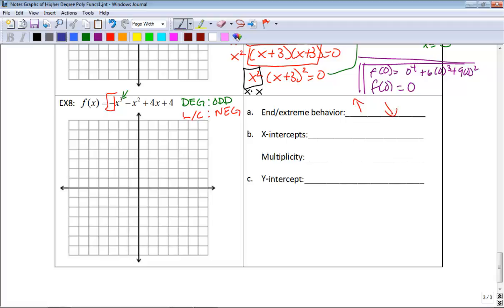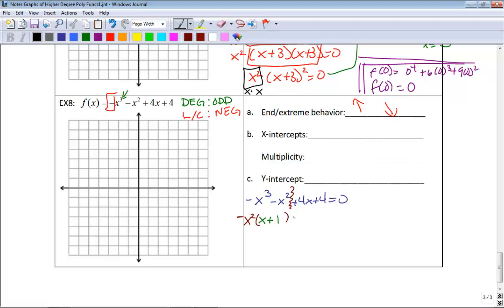X-intercepts. So set this thing equal to 0 and factor. Negative x cubed minus x squared plus 4x plus 4 equals 0. How do I factor that? Got 4 terms? Try factoring by grouping. So I draw a little curtain there. Let's see what's going on here. If I pull out a negative x squared from the first 2 terms, what's left? Well, it would be a positive x plus 1.